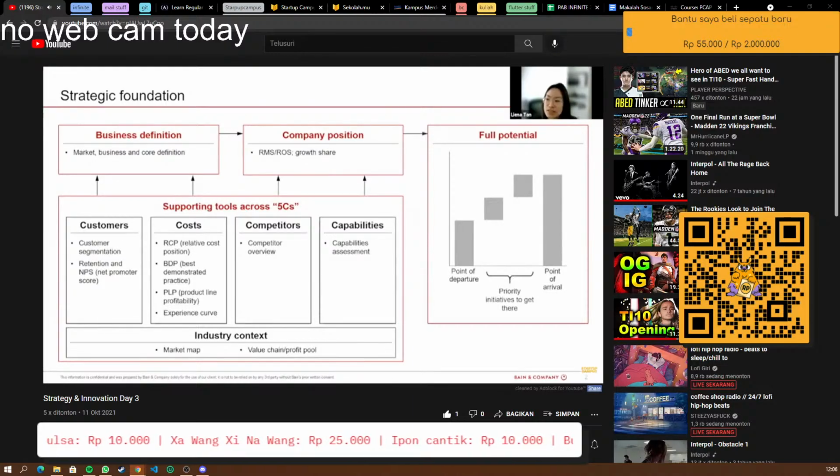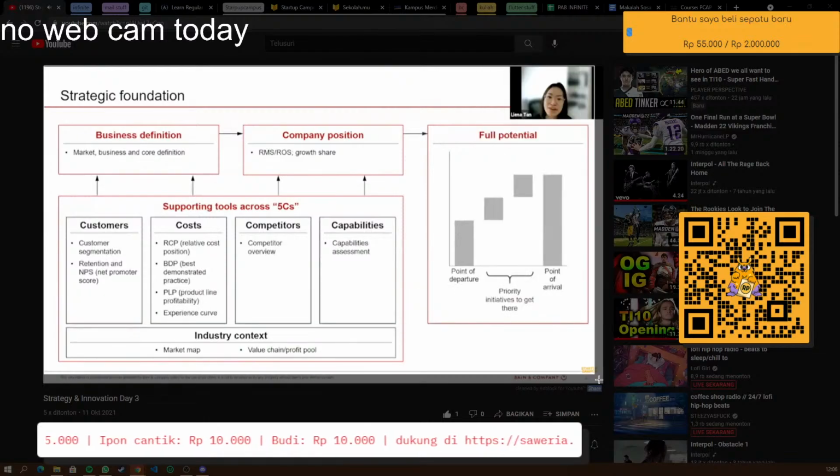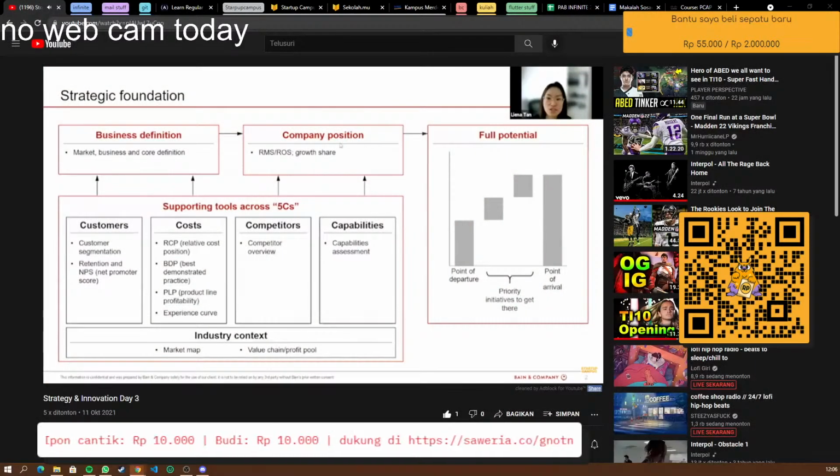Business definition, essentially, how do you define your market, right? What is your true offering relative to other competitors? I think we also talked on company position, which is relative market share and growth share. I hope you remember the matrix, right? Typically what RMS and ROS tells you is the bigger you are, the more scale you have, right? So your profitability should always grow with your sales.